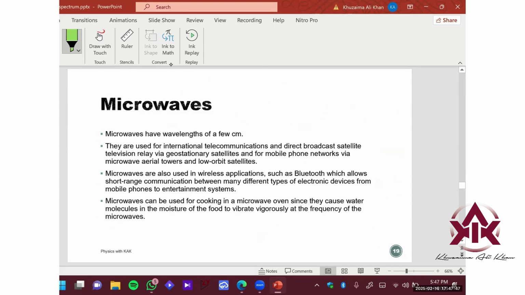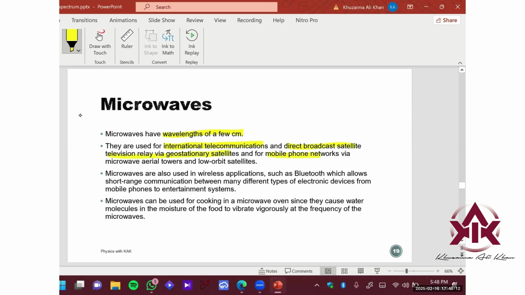So again, you just need to know rough estimates, right? A microwave has a wavelength of a few centimeters, so it can be in centimeters here. So where are they used? They are used for international telecommunication, direct broadcast, satellite television, and geostationary satellites.